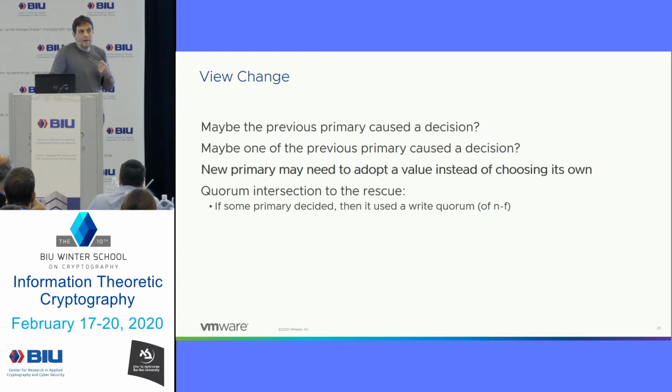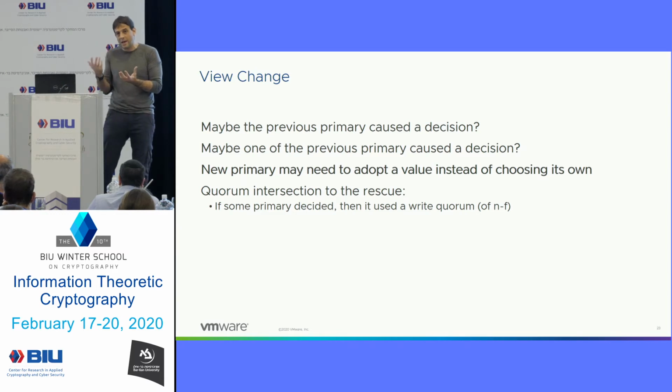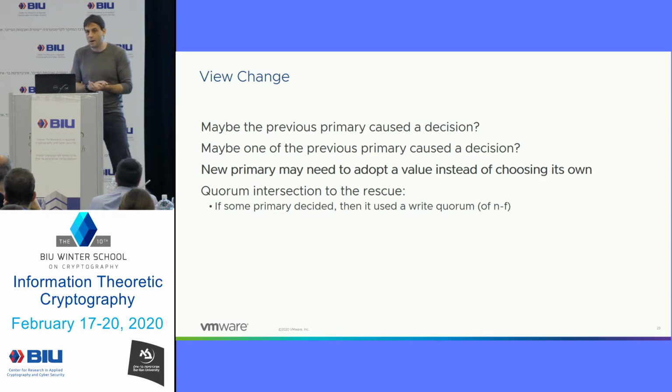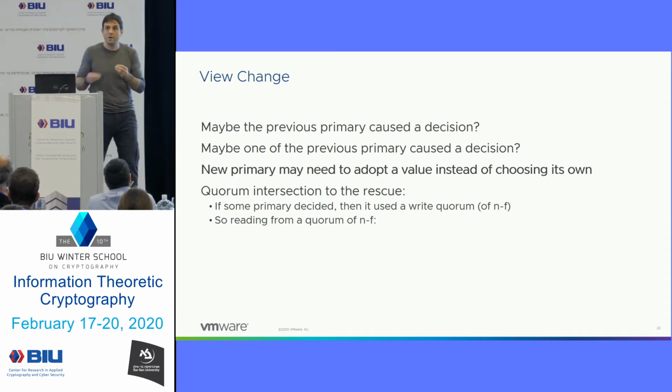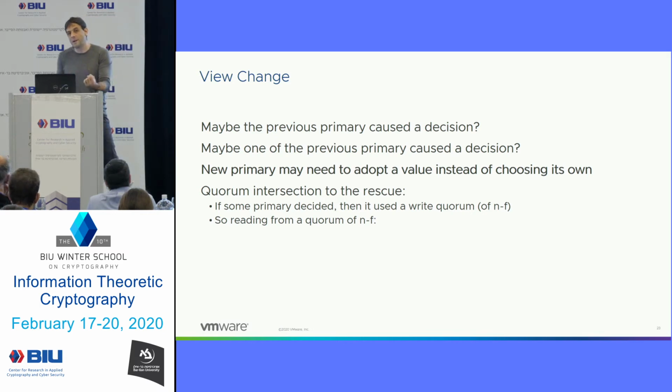So indeed, it's the case that if somebody has a decision, it's only if it has n-f acknowledgements, right? And so if there's n-f acknowledgements, it means that if I'm a new primary and I read from n-f parties, then I will see one of these acknowledgements. Because in particular, even if there's n-f, which is f+1 here, acknowledgements that I hear, I might decide.